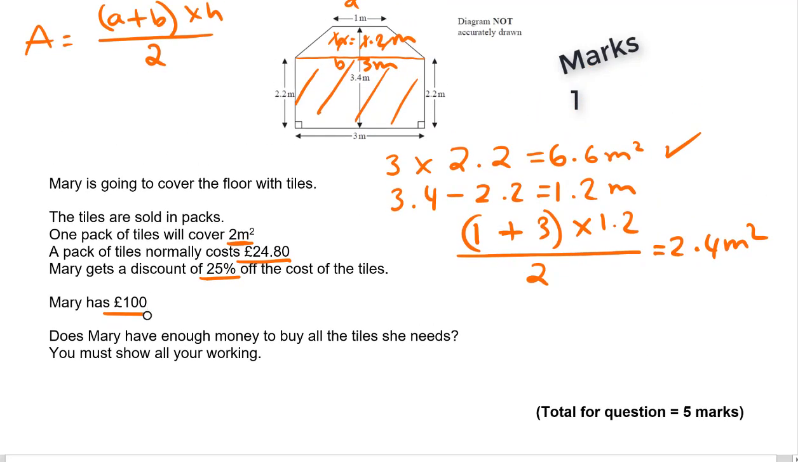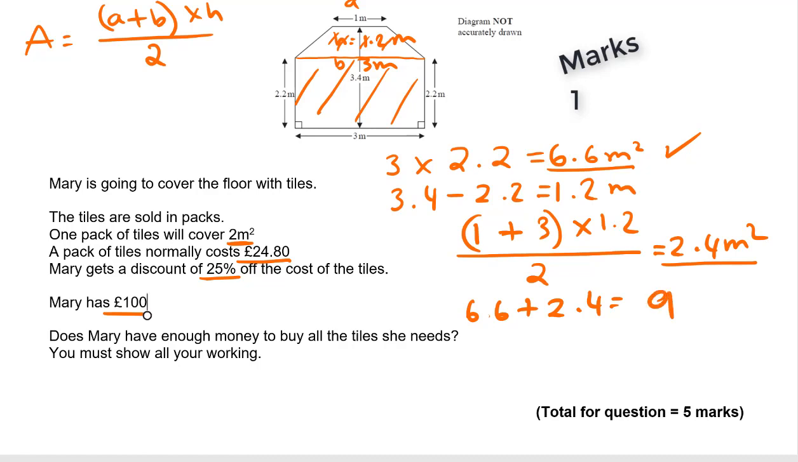Now we found the area of the trapezium and the rectangle, so what do we need to do now? Exactly, we need to add both areas together so that we can find the total area. The rectangle area was 6.6 and the trapezium area is 2.4. So let's add them together. 6.6 add 2.4 gives us 9 meters squared. So the total area is 9 meters squared.